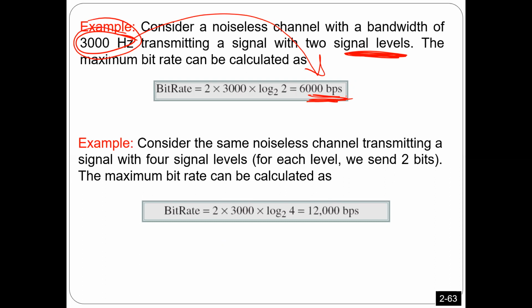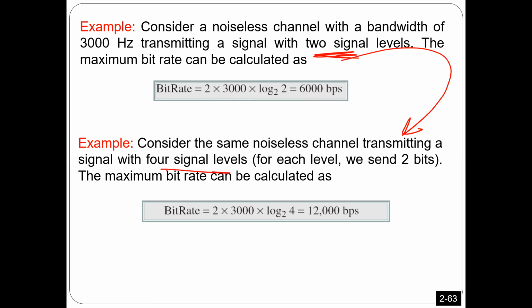Keep in mind, we are always looking for a high bit rate with a minimum amount of bandwidth, because we don't have too much bandwidth. So given a certain amount of bandwidth, we are looking for different ways to maximize the bit rate. In this example, I'm going to increase the number of levels from 2 to 4. Plugging into this formula, I can get double the bit rate: instead of 6,000, it's going to be 12,000 bits per second.